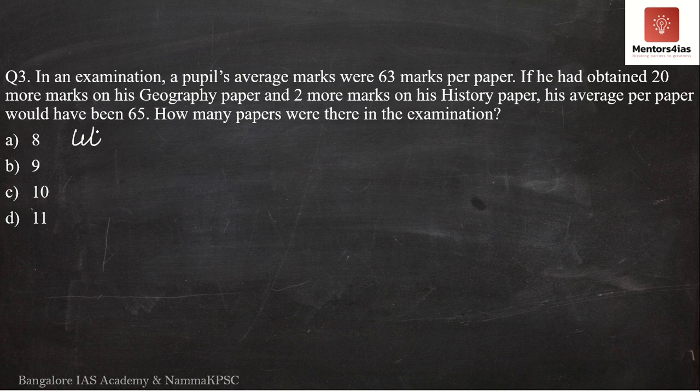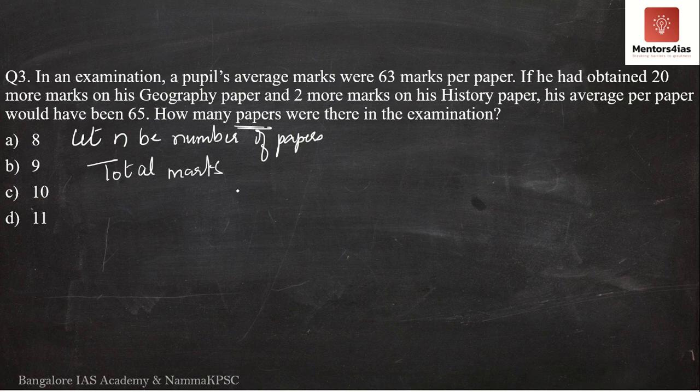So, let n be the number of papers that were there in the examination. Now, the question itself says the pupil's average marks were 63. Now, how do we get the average marks per paper? This is nothing but total marks in all the papers divided by the total number of papers. When we divide total marks by the total number of papers, that is when we get the average marks per paper, which is 63 as mentioned by the question itself.